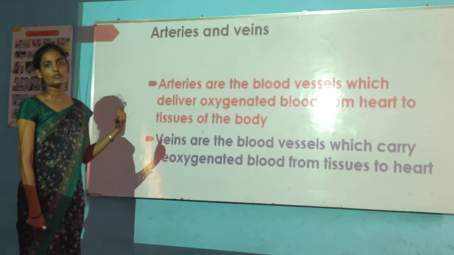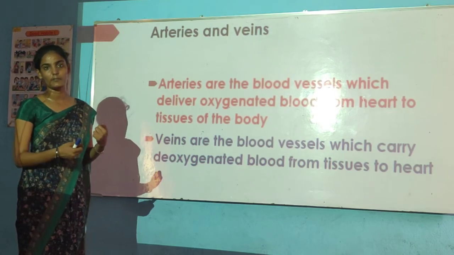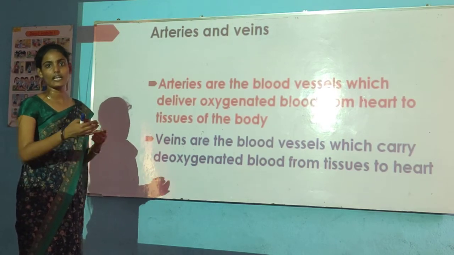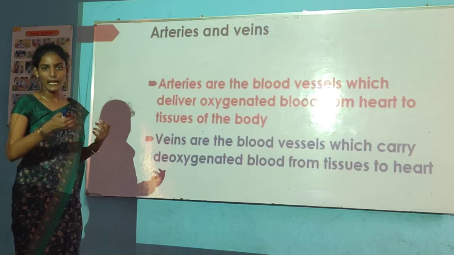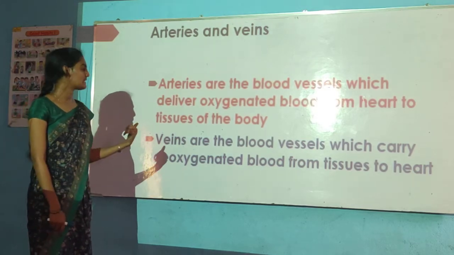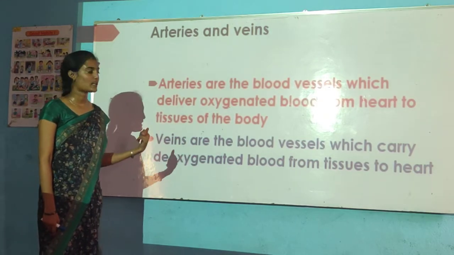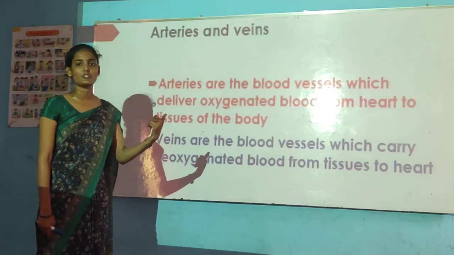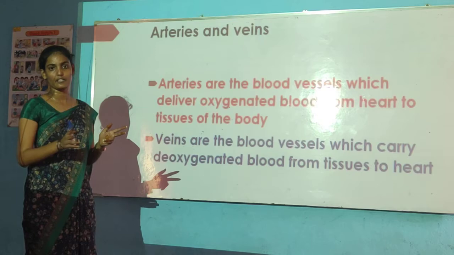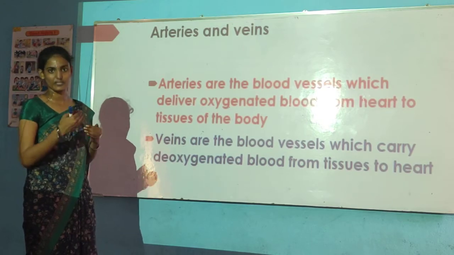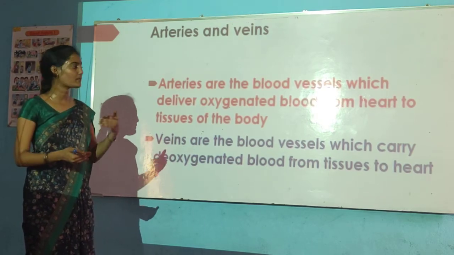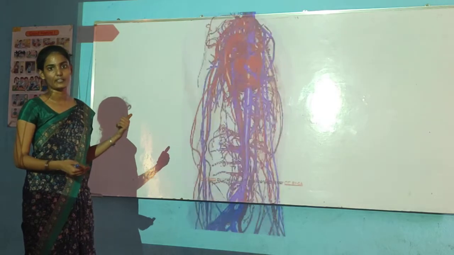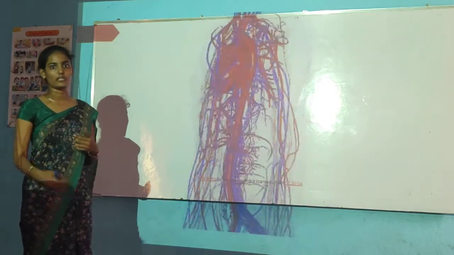Next, once the oxygenated blood is taken by the cells, the cells take the oxygen and give carbon dioxide back, and that carbon dioxide is taken by the veins. So veins are the blood vessels which carry deoxygenated blood from the tissues to the heart. We have two types of blood, oxygenated blood and deoxygenated blood. Like that, we also have two types of blood vessels to carry the oxygenated and the deoxygenated blood.